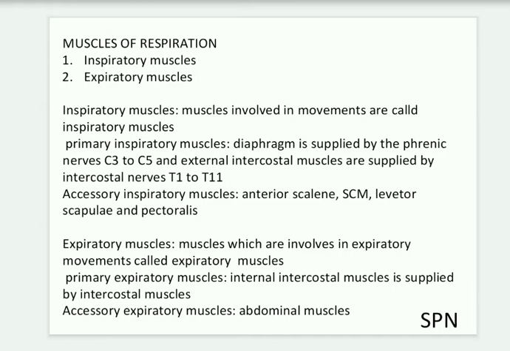Next are the expiratory muscles, which are involved in expiratory movements. The primary expiratory muscles are the internal intercostal muscles, supplied by the intercostal nerves, and the accessory expiratory muscles are the abdominal muscles. These are the main important muscles to be learned.